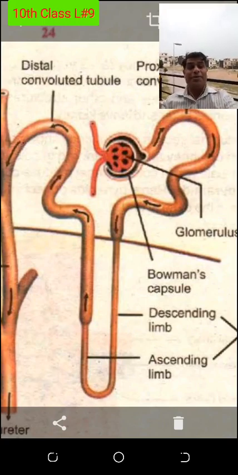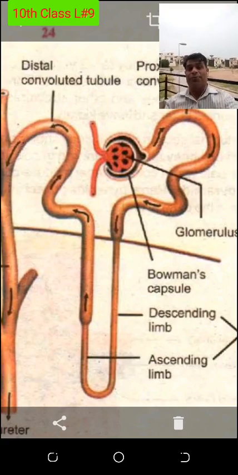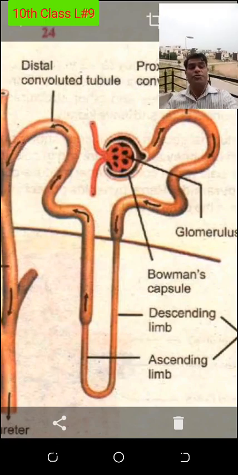And why? Because the nephron has to extract the urine from the blood. The nephron is different from other parts of the body, and that is one of the main reasons. That's why I was telling you that new rules have to be formed in the nephron. Technically the nephron is a cell, but it is behaving like a complete system of the body.